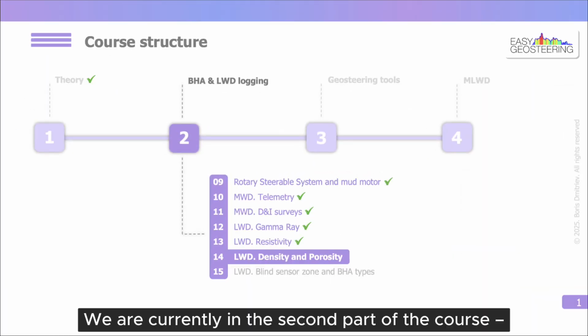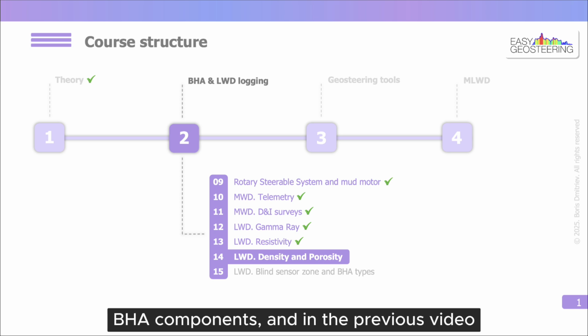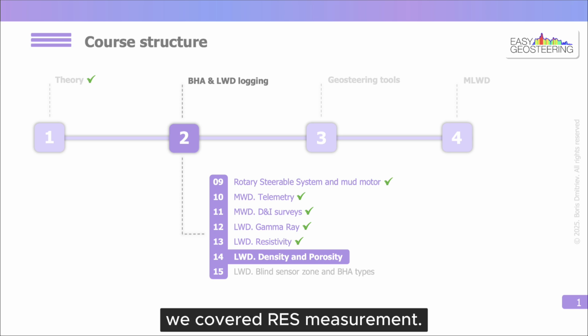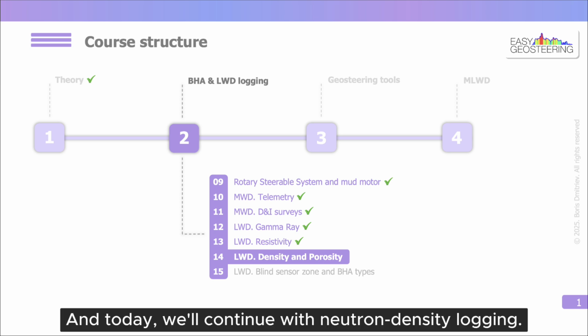We are currently in the second part of the course, BHA components, and in the previous video we covered resistivity measurement. And today we will continue with neutron density logging. Let's get started.